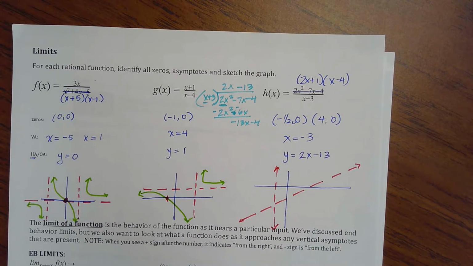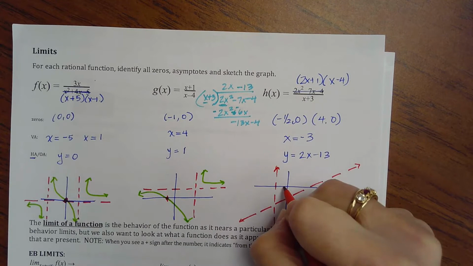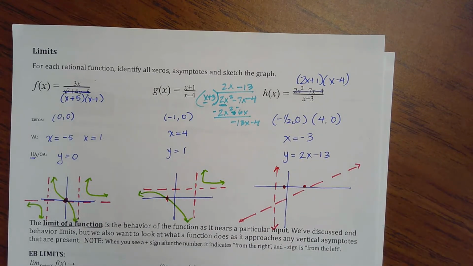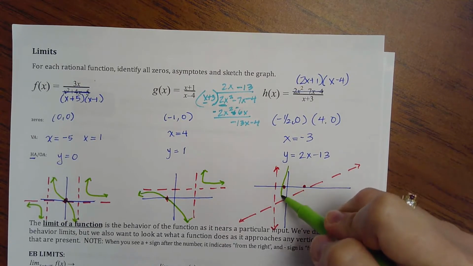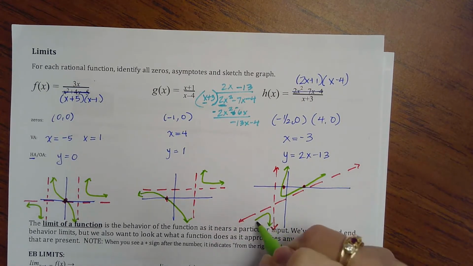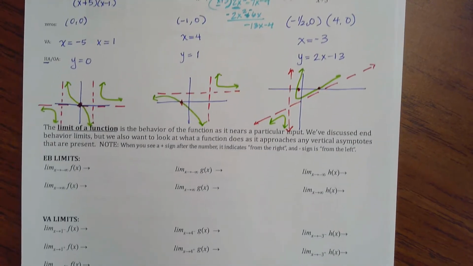And then there were a couple of x-intercepts, right? So we had -0.5, so maybe about right here, and +4, so maybe about right here. What that tells me is my graph is doing one of these, because it's in that upper corner, which means the other part of my graph has to be down here in this little region.